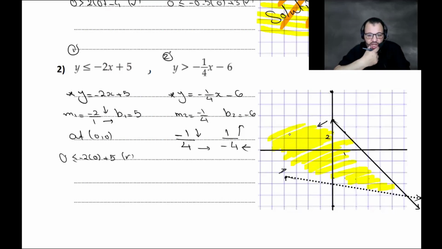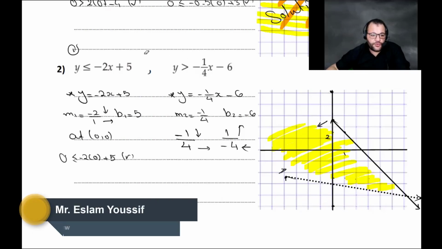Any problem for graphing this one? Anyone didn't understand how we can graph? No, sir. Sir, can you repeat it once, please? Again for this one. This one or another one? Okay, again for this one.